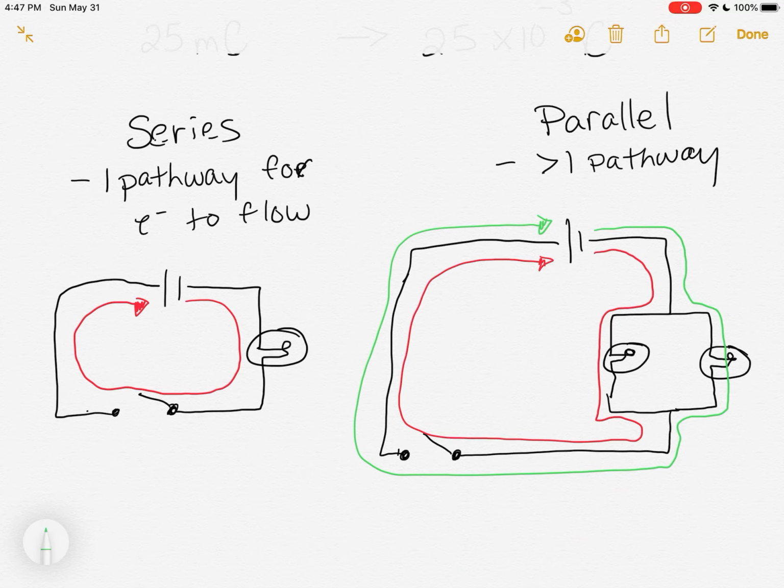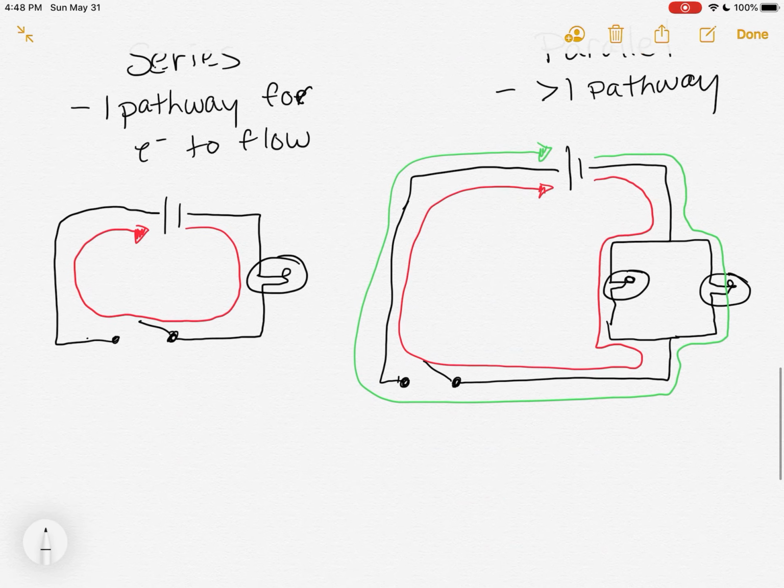So in a series circuit, there's only one pathway. In a parallel circuit, there's more than one pathway. So there could be two pathways, or there could be three, or there could be six. Depends on how the parallel circuit is put together. But there are more than one pathway for the electrons to get through the circuit. And you'll notice that if the electrons pass through this light bulb, the first one on the left, they don't have to pass through the second light bulb, which means electrons can pass through either light bulb, but they don't have to pass through both light bulbs to get back to the battery. And so electrons likely will not pass through both. Electrons will pass through one or the other.